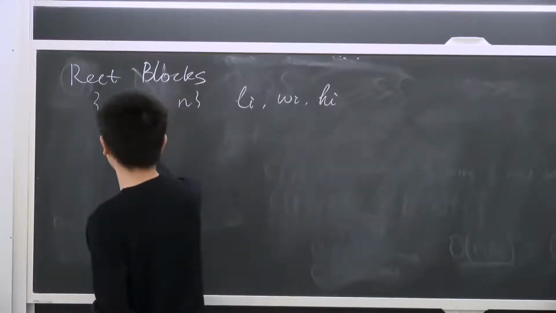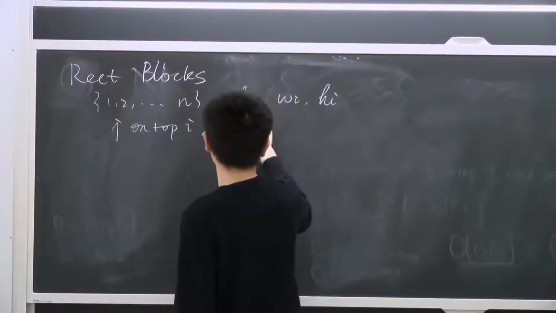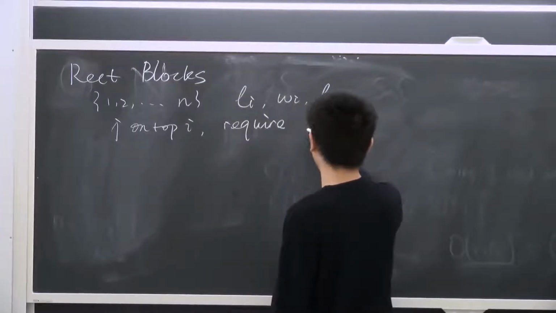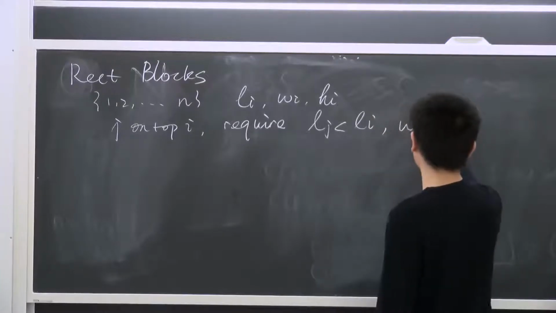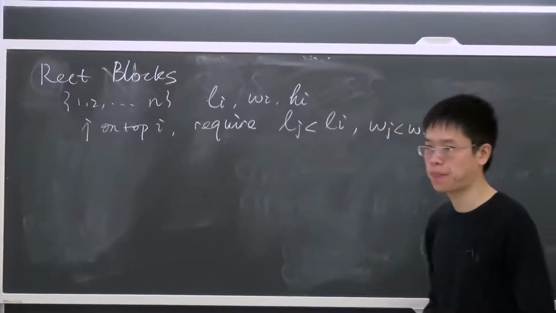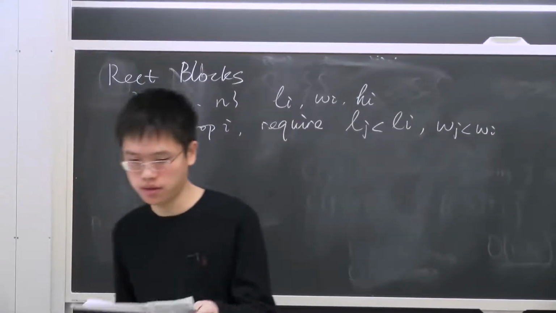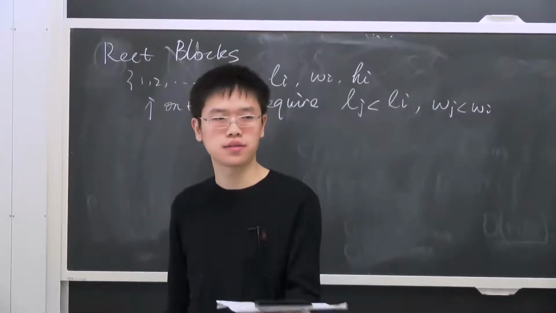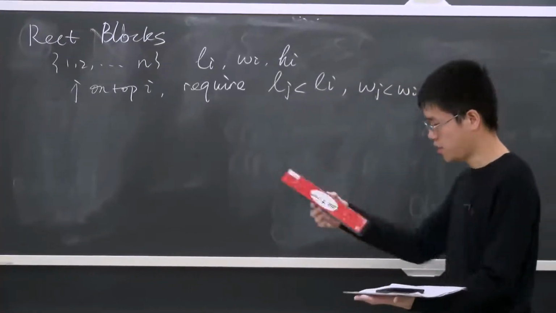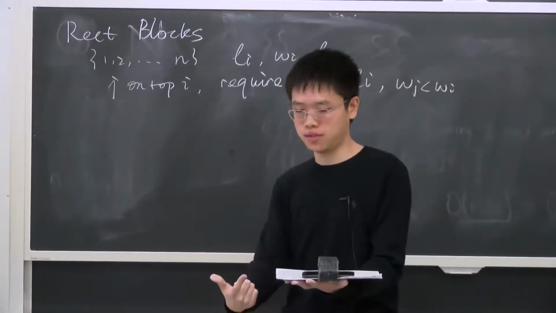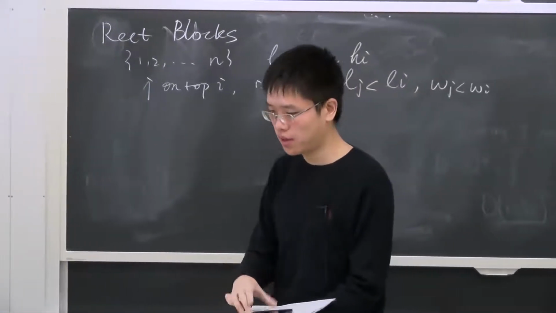But in order for j to be put on top of i, I require the length of j to be smaller than the length of i, and the width of j is also smaller than the width of i. So visually, this is a block. I can put another block on it, right? They are smaller in width and length. But I cannot put this one on top of it, because one of its dimensions is larger than the underlying block.